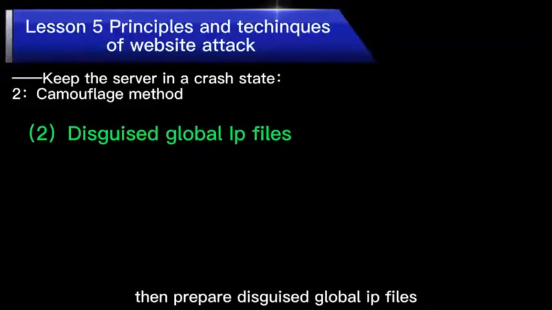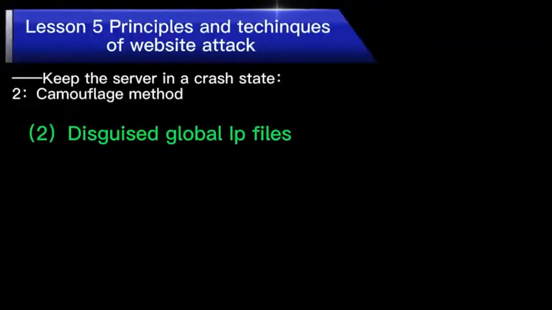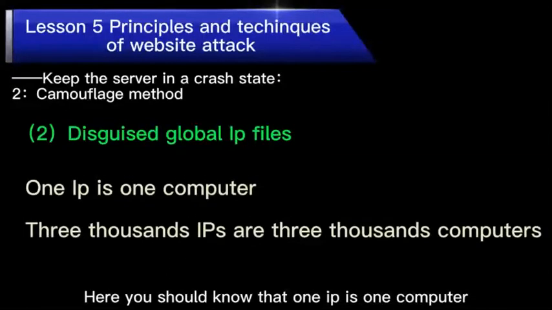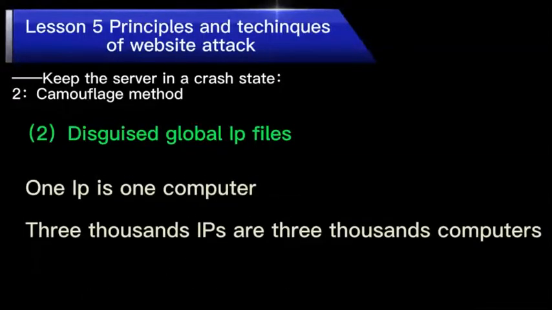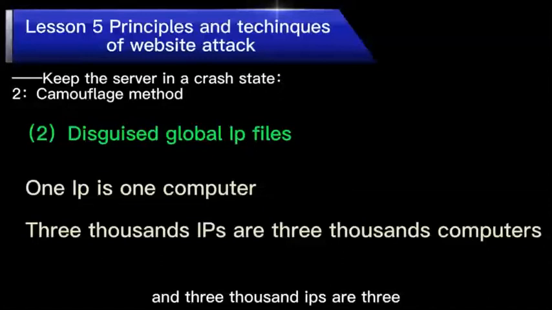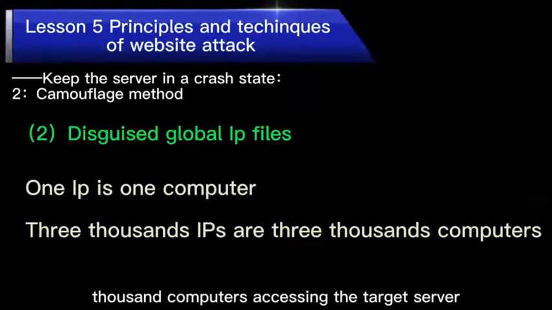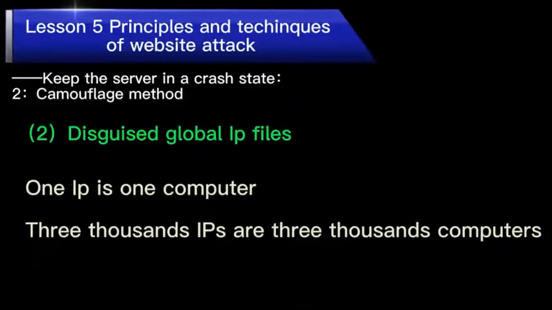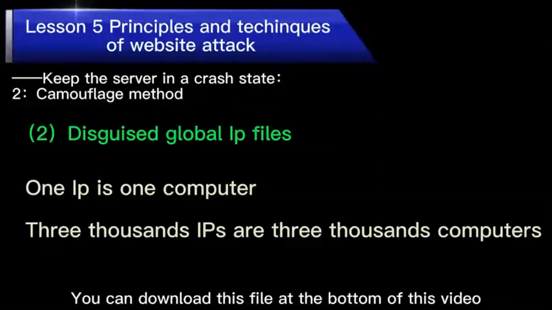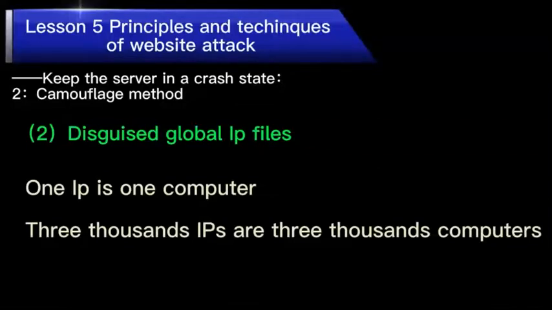Then, prepare disguised global IP files. Here, you should know that one IP is one computer. And 3,000 IPs are 3,000 computers accessing the target server at the same time. You can download this file at the bottom of this video.